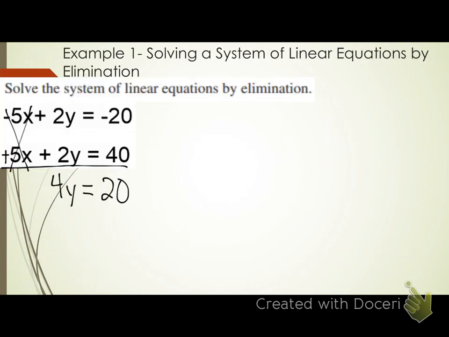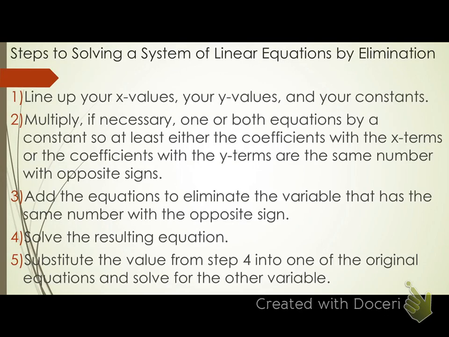So how would I solve 4y equals 20 for y? Divide both sides by 4. 20 divided by 4? 5. There's my y value for my ordered pair. Our answer is going to be what again? An ordered pair. So there's my y value. Now I'm on step 5. I need to substitute the value from step 4 that I just got, y equals 5, into one of my original equations to solve for my remaining variable, which is x in this case.